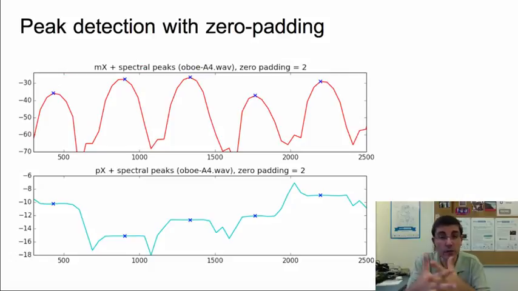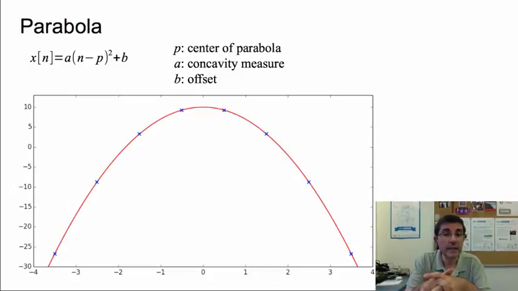But if we want a good enough resolution, we will need to increase the FFT size a lot, and that will be quite computationally expensive. So is there any other solution? Yes. We can do a cheaper interpolation by using, for example, parabolic interpolation. The parabola is a function with a shape quite similar to the tip of the lobe of the spectrum of the analysis window in the dB scale. This is the equation of a parabola, where P is the center of the parabola, A is the concavity measure, and B is the offset.